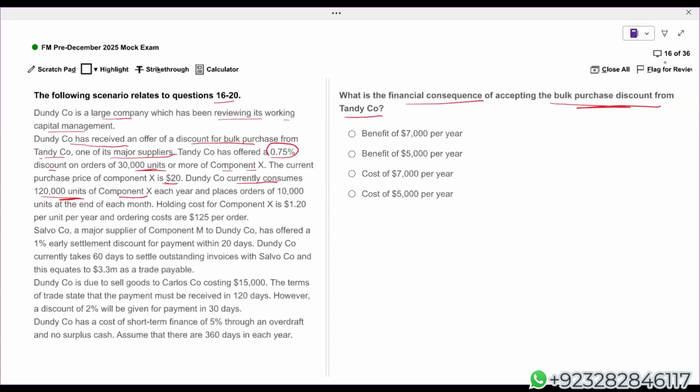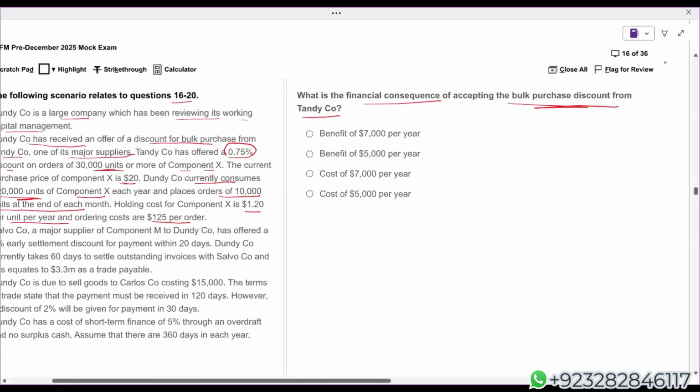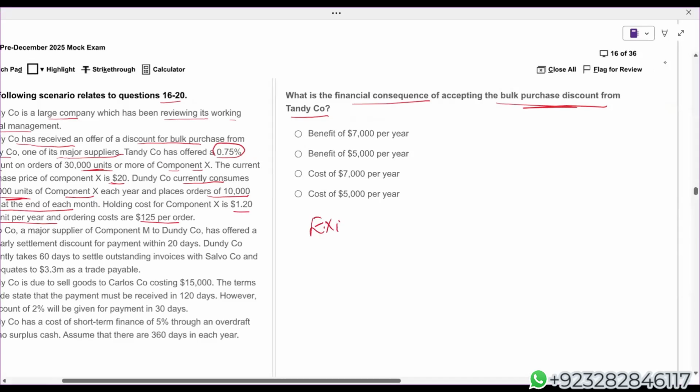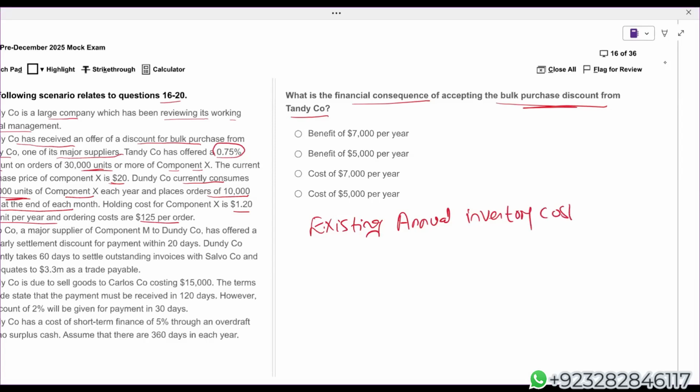And they place orders of 10,000. So currently their order size is 10,000 at the end of each month. Holding cost is 1.2 per unit per year. Ordering cost is 120. So, okay, students, let us first calculate existing annual inventory cost. First, we will be calculating ordering cost.